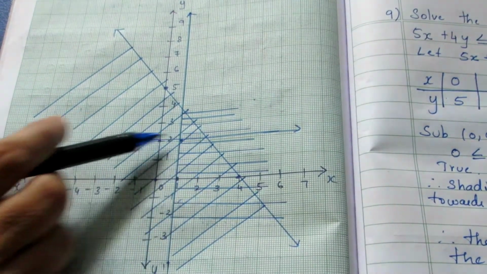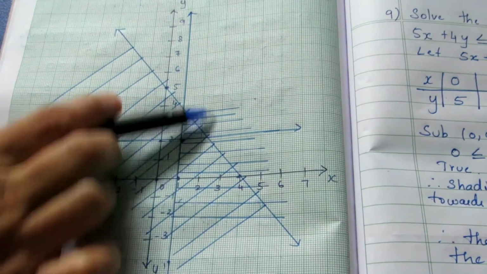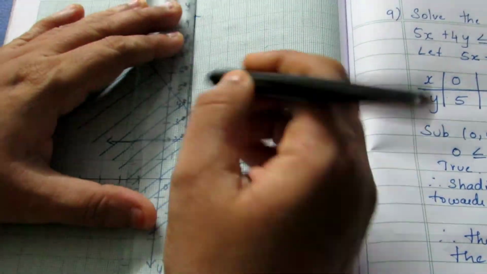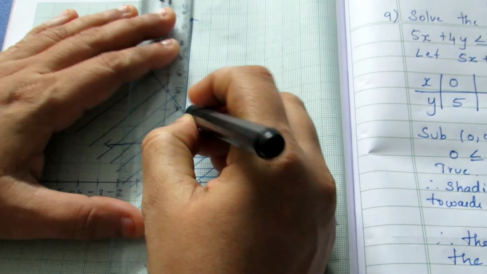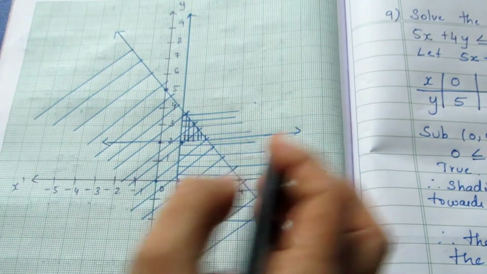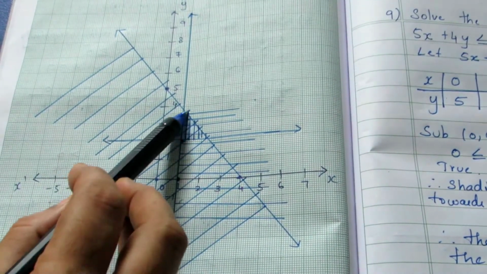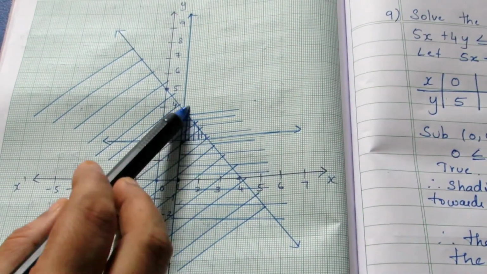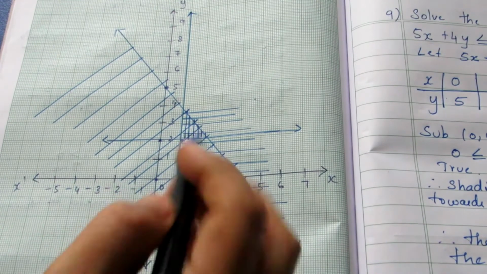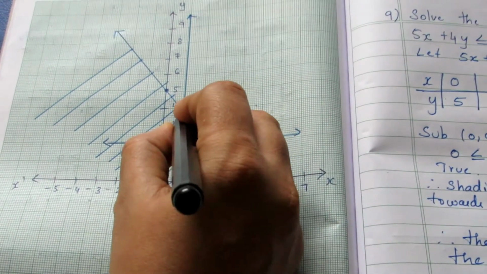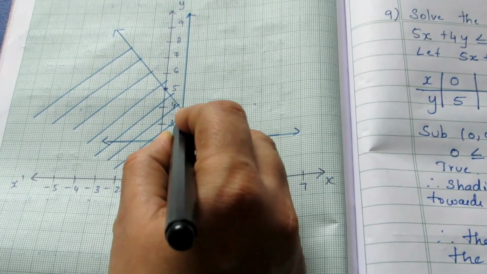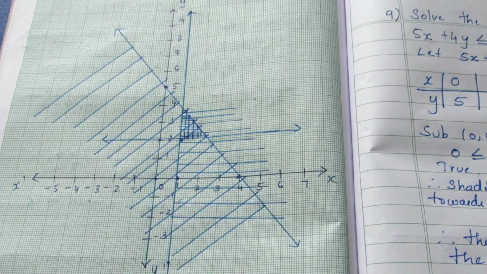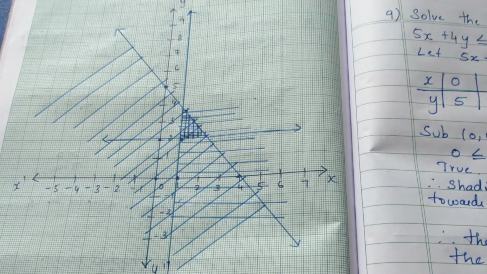And for this line, the shading should be away. So if you see, here is the common region of all the three. So this is your solution. If you see the graph here, the three shaded regions intersect here. So this will be your common region. This is the solution set for the given inequalities. So that's all with your graph.